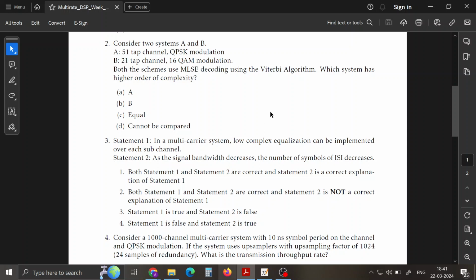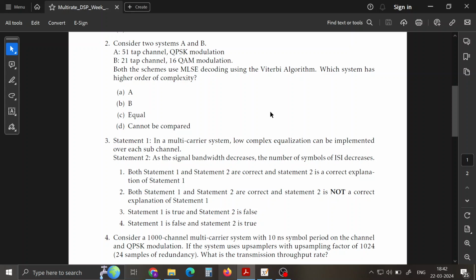And it turns out that this statement is also true, because if the signal bandwidth decreases, it means the symbol duration increases, right? My bandwidth decreases, then my symbol duration would increase, because they have inverse relations. Now we know that the number of symbols of ISI, which corresponds to L plus 1, the number of taps, is given by your RMS delay spread divided by the symbol duration. Since bandwidth decreases, your symbol duration increases, which is sitting in the denominator. That's why the number of symbols of ISI will decrease.